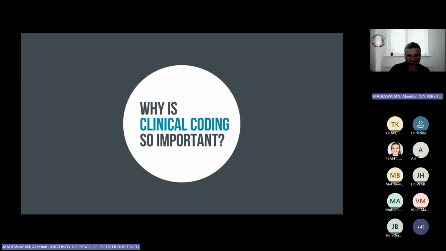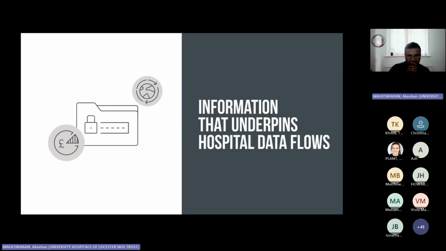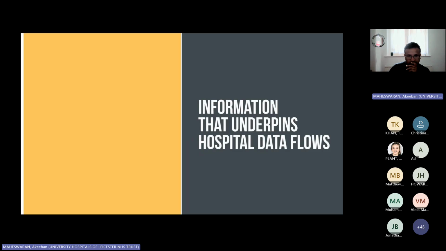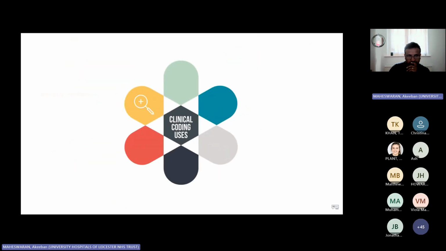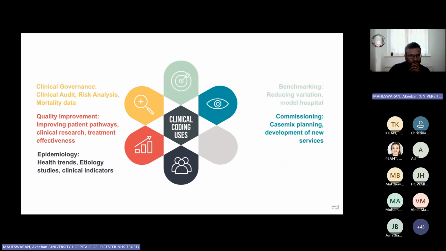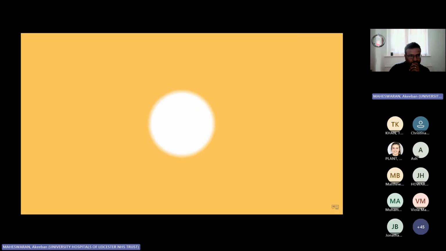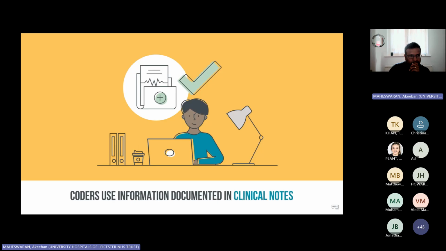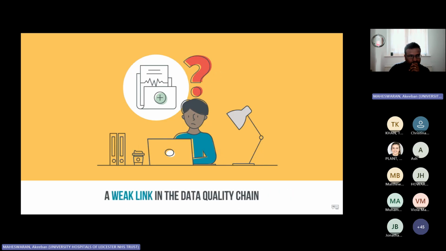Why is clinical coding so important? Clinical coding provides the information that underpins almost all the data flows within the hospital. It can be used for clinical governance, quality improvement, epidemiology, benchmarking, commissioning, financial flows. The challenge: coders are only able to use information that has been documented in the clinical notes. Incomplete or unclear documentation has been repeatedly shown as a weak link in the data quality chain.